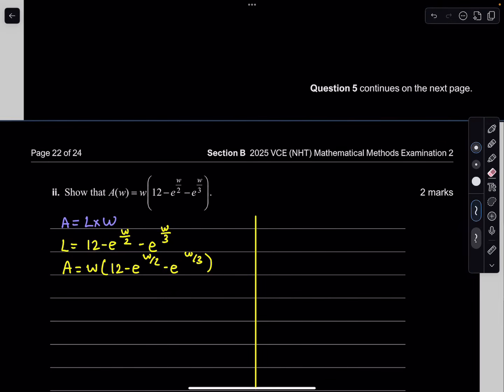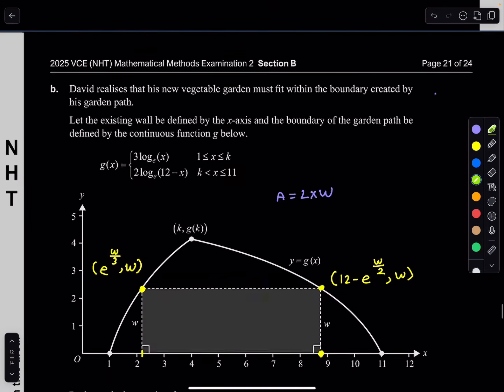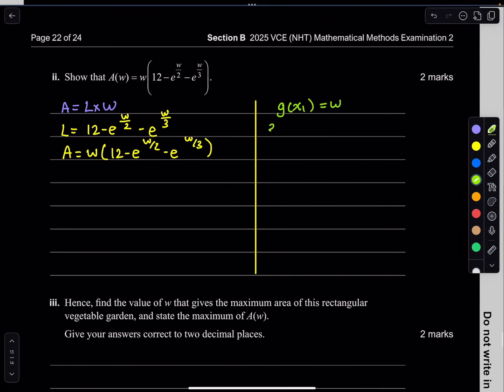Okay. Yeah. Now I might just show some stuff here actually. So for example, we said x1. We said g of x1 is equal to w, which was 3 log e of x1 equals w, and so log e of x1 is w over 3. So hence x1 is equal to e^(w/3). That's the first one, and imagine doing the same for the other one.